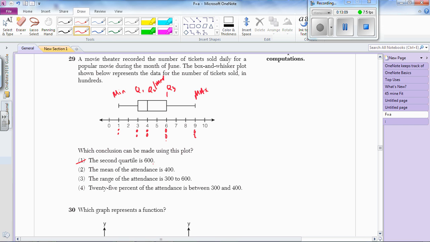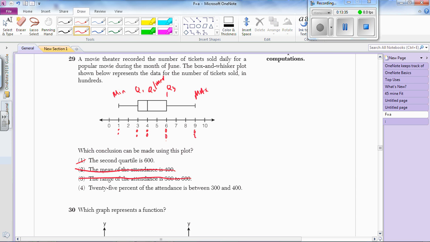The mean of the attendance is 400. You can't talk about the mean of anything when you're dealing with box and whisker plots, but they put that on there to mess with you. It's the median. The range is 300 to 600. Another stupid question. Where the heck did that happen? I have no idea what that is.